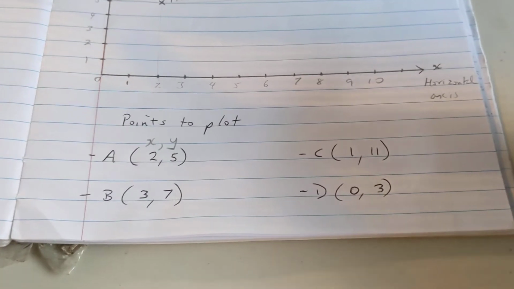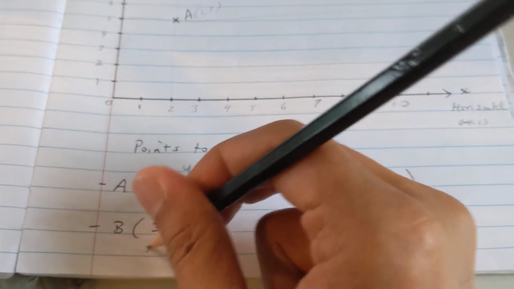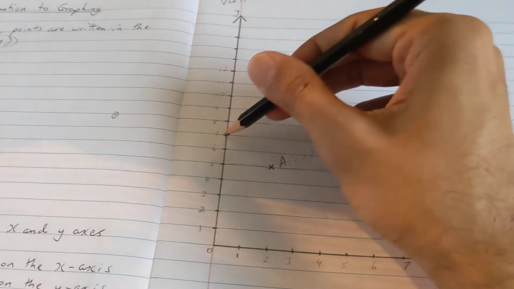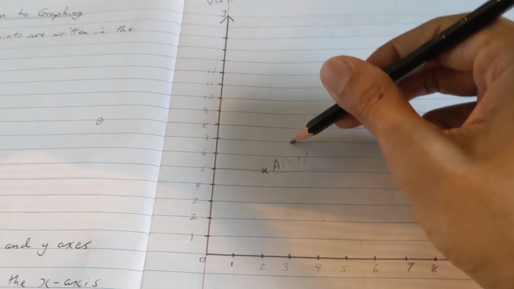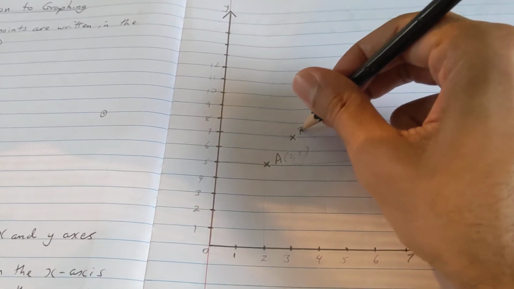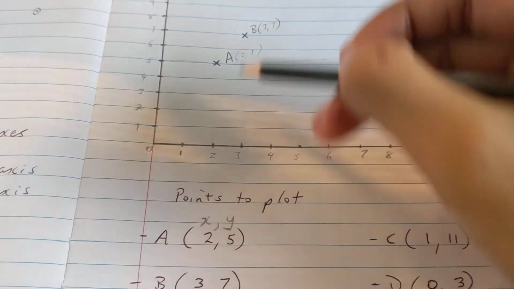Same idea now if I wanted B. Again, as my guide, I always write this X and Y to let me know what I'm looking for. X is 3, Y is 7. So I find X is 3, I find Y is 7. Both of them meet up here. And again, you could use the X or the bullseye. And that's going to be my point B, 3, 7. You don't have to write back the 3, 7. I'm just showing you where the 3 and the 7 are coming from.